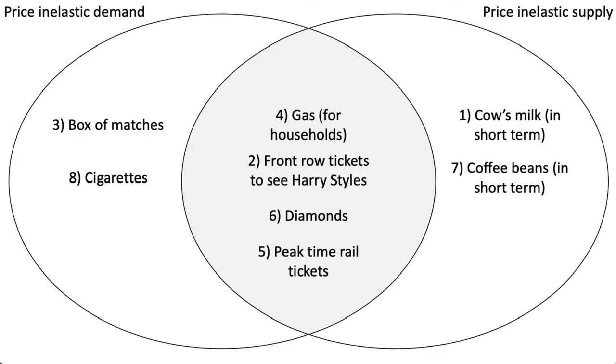Switching over to price inelastic supply, it's really important that you grasp this idea of the short term. Thinking about our FOPs, our factors of production, the definition that many of you are probably being taught in school is that the short term is a time period where at least one of the factors of production is fixed. So in the short term, we can't get any more milk. If the price of milk goes up, suppliers will be quite unresponsive to that price increase. Their change in supply will be less than proportionate to the change in price.